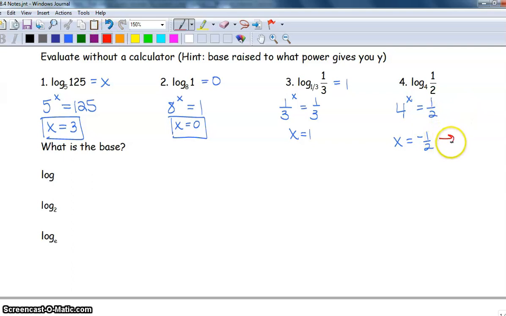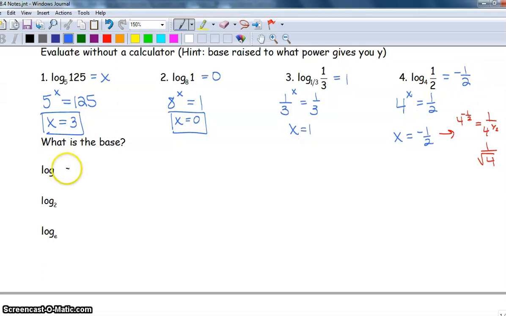Because if I had 4 to the negative 1/2, that means I would move it to the bottom to get 1 over 4 to the 1/2. 1/2 is really the square root, and the square root of 4 is 2. So in this case, this is equal to a negative 1/2.